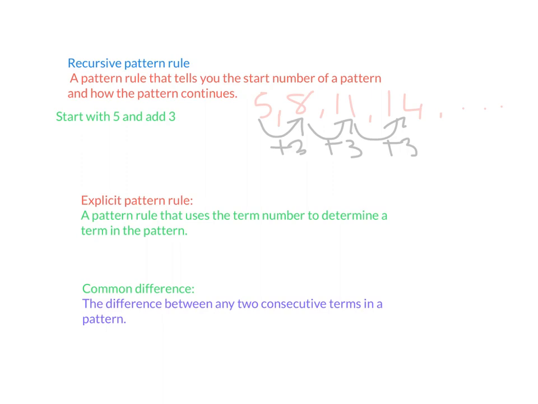The next one we're going to look at is an explicit pattern rule, and this pattern rule tells us the term number and then tells us how the pattern is changing using the term number.